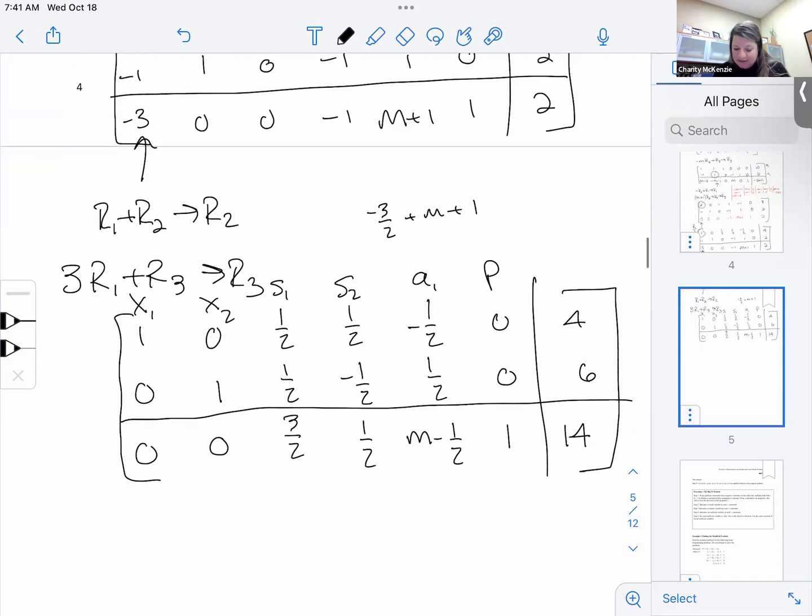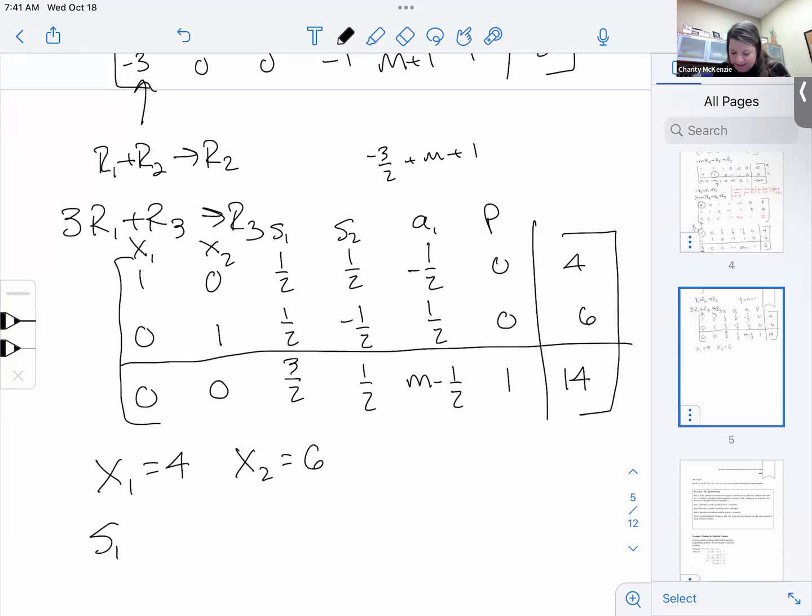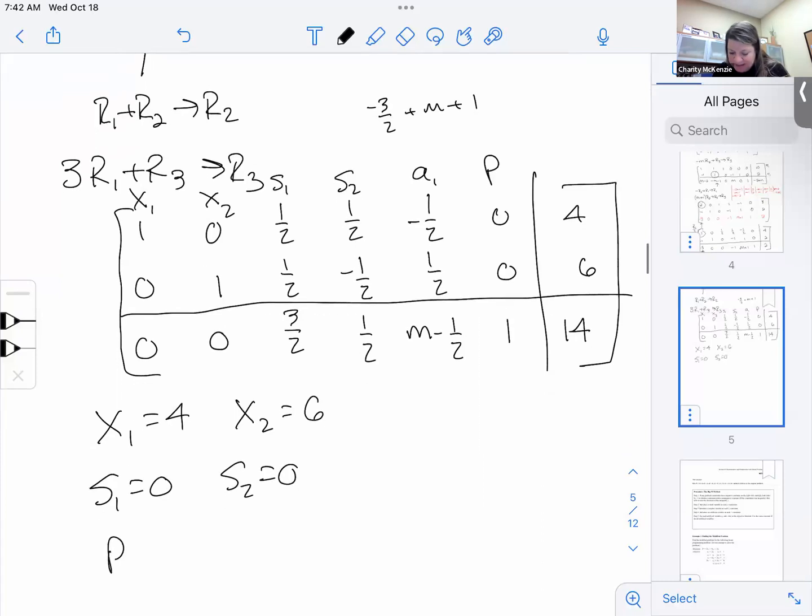So what's our answer? X1 is 4, X2 is 6, S1 is 0 because it's not anything, S2 is 0, and P is 14. Perfect. There's our first big M method one.